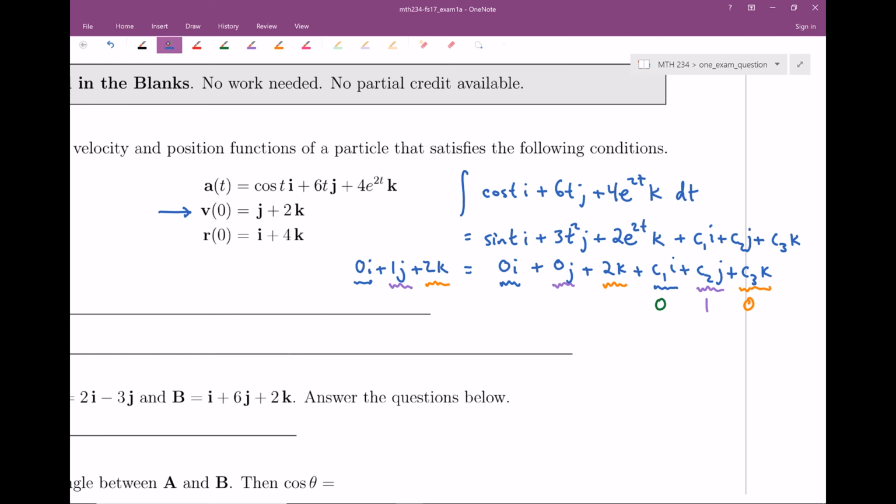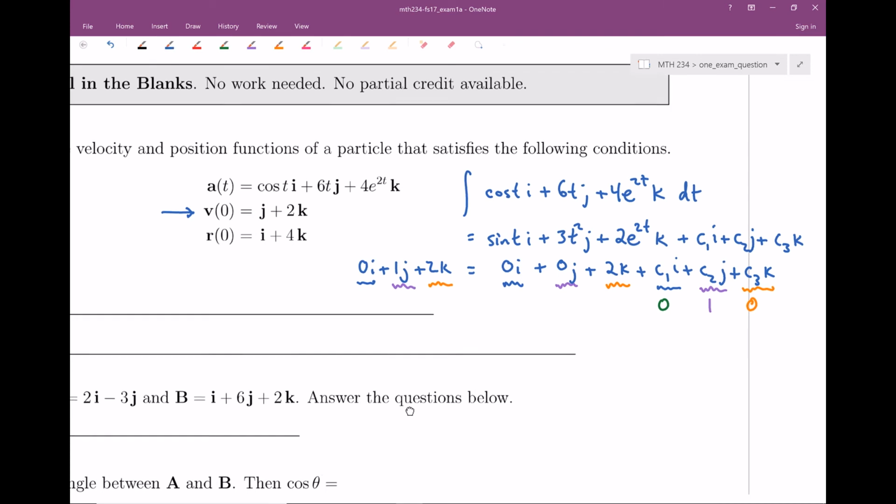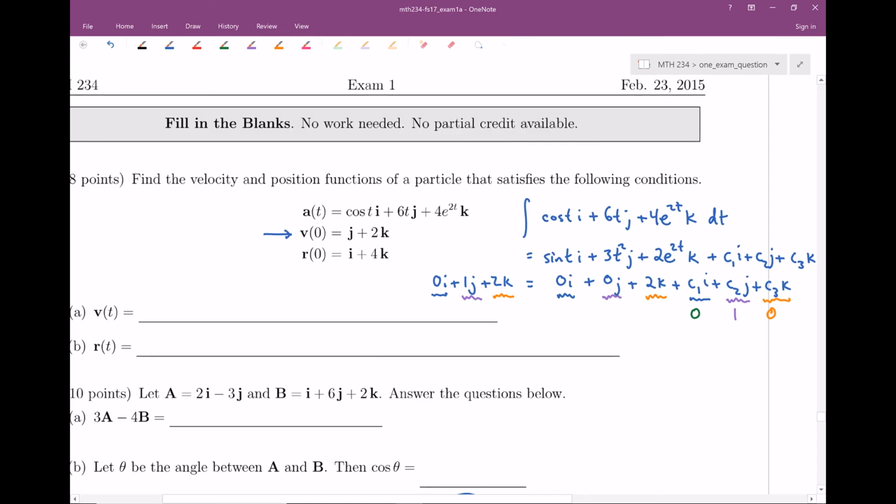If I was to go ahead and put this all together, I would have that my velocity, and let's maybe just write it over here, that my velocity would be, and I'm going to group all the stuff with i's, so this would be sine of t plus 0 i's. All the stuff with j's, so in this case, I have 3t squared plus 1, and this is all the stuff that's next to j. Again, here's the 3t squared, and then I added 1, that was my constant of integration here, and the j component was 1.